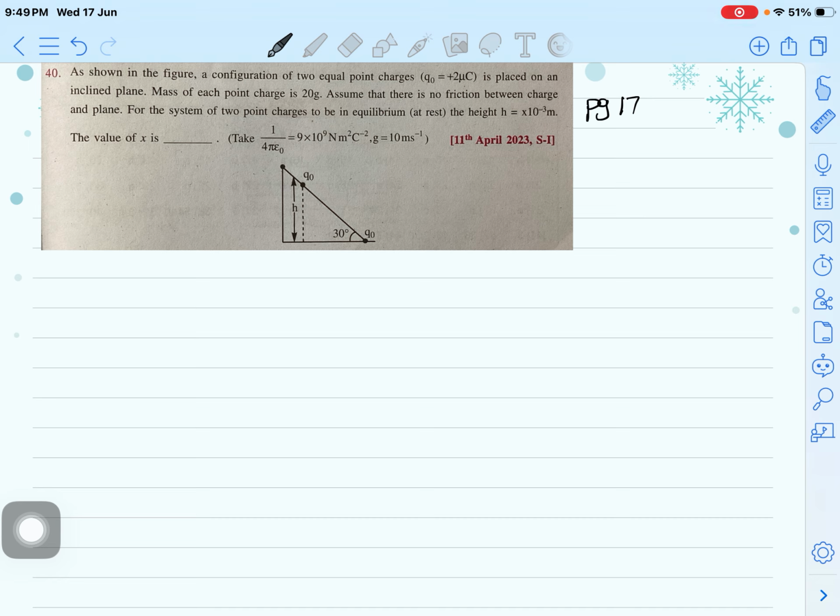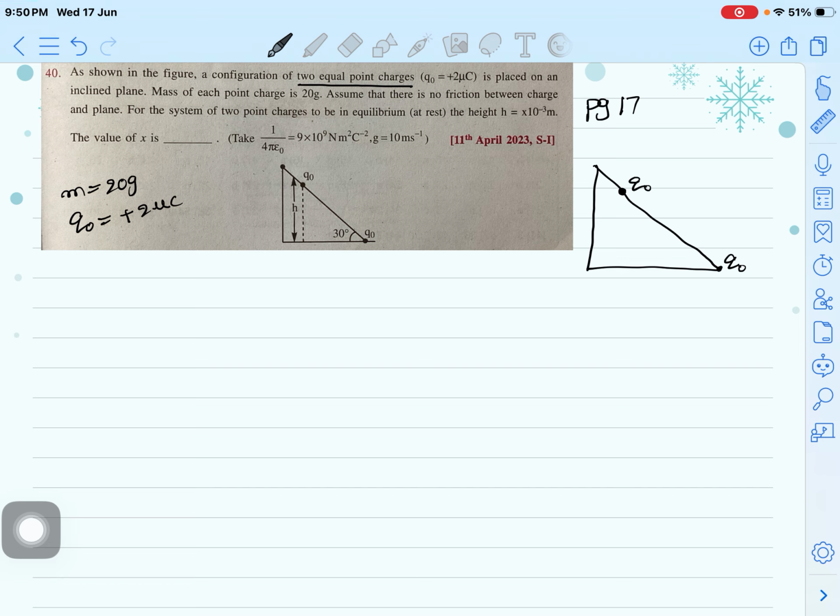Okay. So the given question is: there are two equal point charges, Q0 and Q0, placed on an inclined plane. On that inclined plane there is a charge Q0, and there is one more charge Q0 placed at the bottom. The mass of each charge is given as 20 grams, and the charge of both is given as plus 2 microcoulomb.